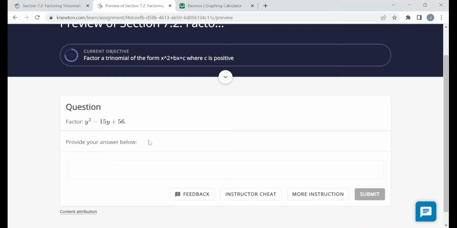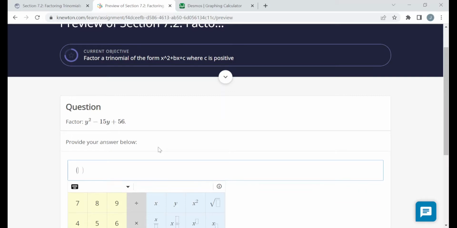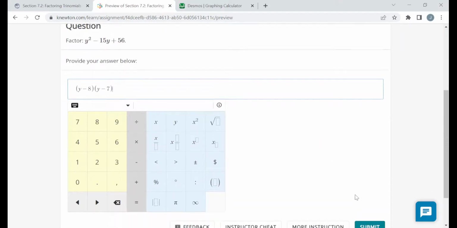Another one, y squared minus 15y plus 56. Again, it's in one of those special trinomial forms with a lead coefficient of 1. So the factors of 56 that add up to negative 15 would be negative 8 and negative 7. Negative 8 times negative 7 is positive 56. Negative 8 plus negative 7 would be negative 15. Right? So this would simply factor to y minus 8 times y minus 7, or y minus 7 times y minus 8. And again, you can check by multiplying.